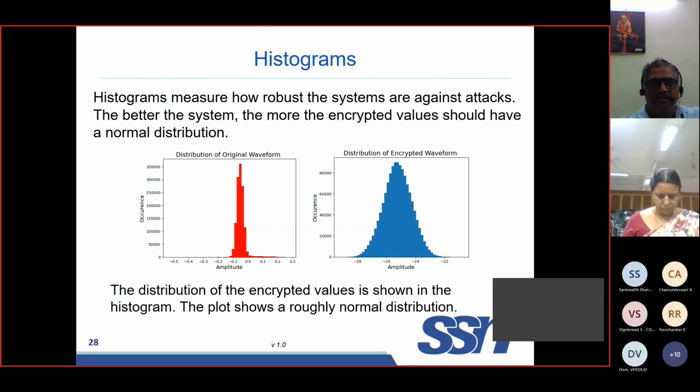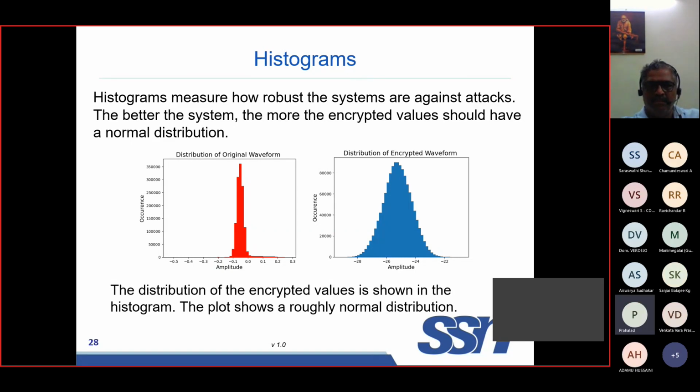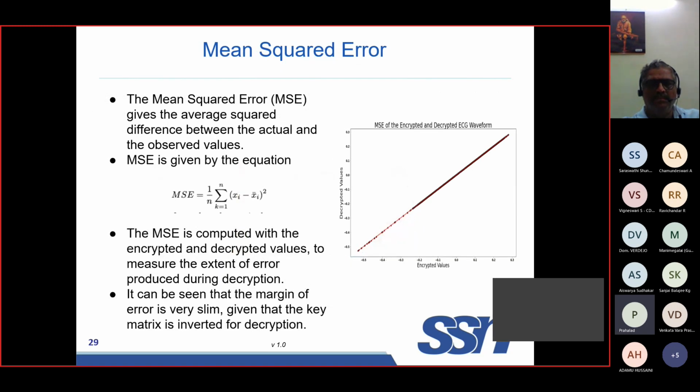Histograms help us measure how robust the systems are against attacks. So the more normal the distribution, the better the technique of encryption. As you can see on the right, the probability distribution of our encrypted amplitude values is nearly normal. The next thing that we use is the mean square error. In this graph, the red lines show the original values, whereas the black dots seen on it are the deviations. And as you can see, the deviations are very minute, meaning that our process of encryption and decryption leads us to getting the original waveform back.